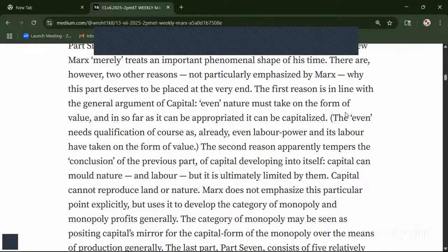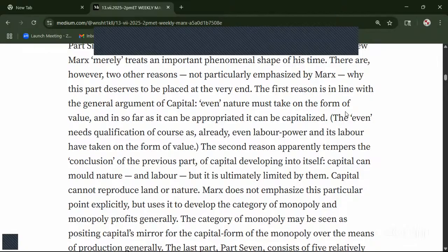The second reason apparently tempers the conclusion of the previous part of capital developing into itself. Capital can mold nature and labor, but it is ultimately limited by them. Capital cannot reproduce land or nature. Marx does not emphasize this particular point explicitly, but uses it to develop the category of monopoly and monopoly profits generally.